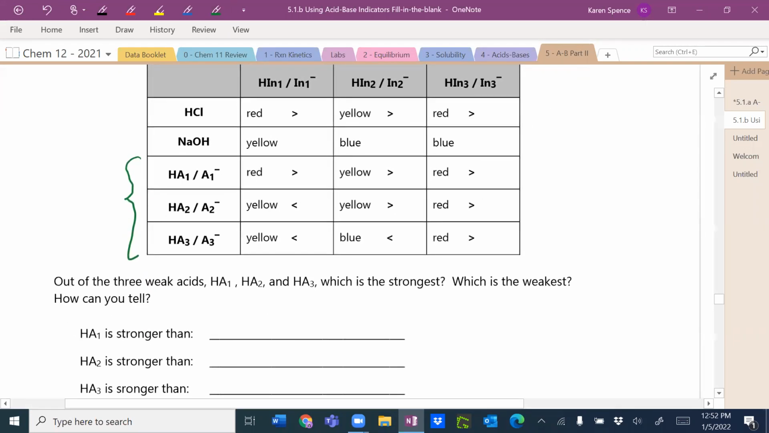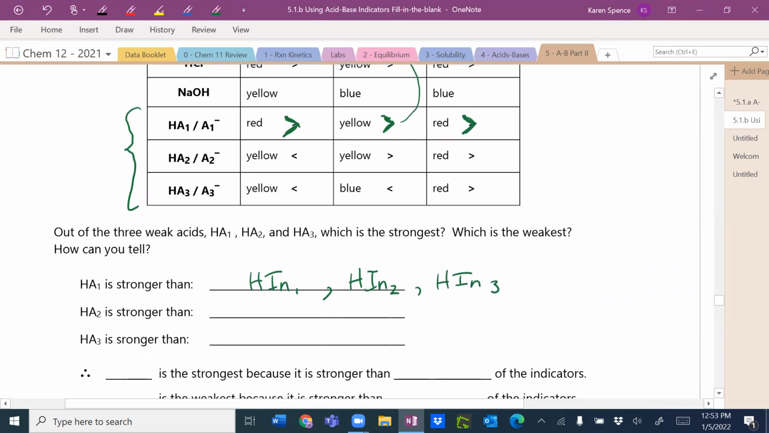Well, we can look at this and we can say HA1, when we're comparing it with HIN1, HA1 is stronger than HIN1. HA1 is also stronger than HIN2. And it is also, oh my gosh, look at this, stronger than HIN3. Okay.